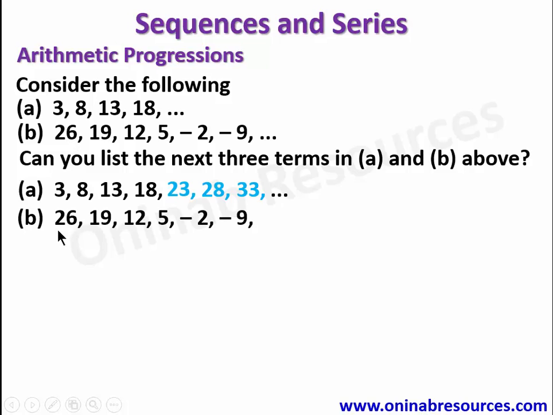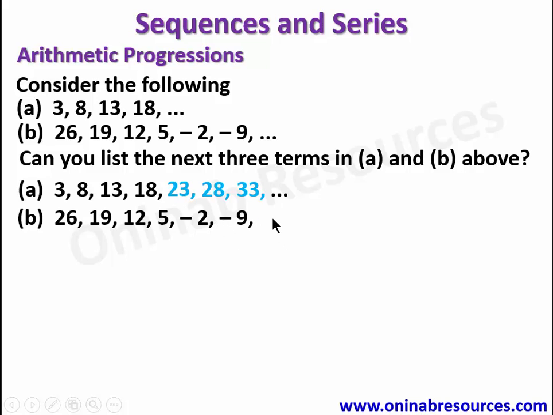Then also for B, we have 26, 19, 12, 5, -2, -9 and so on. Now to get the next three terms, we have to study and get the rule again. Here 26 and 19. Can we say 26 minus 7? Yes, it gives 19. 19 minus 7 gives 12. 12 minus 7 gives 5. 5 minus 7 gives -2 and so on.